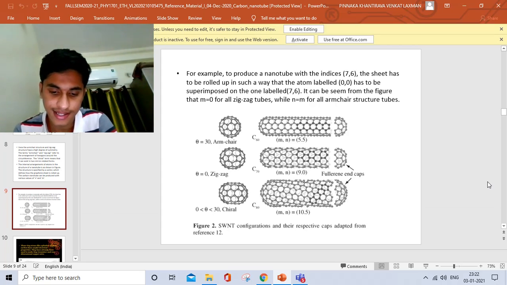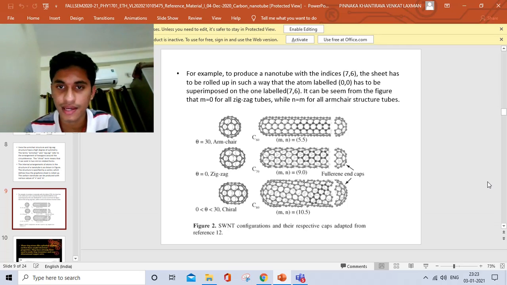The armchair structure and zigzag structure have a high degree of symmetry. The terms armchair and zigzag refer to the arrangement of hexagons around the circumference. The term chiral means that it can exist in two mirror-image related forms. The internal arrangement of atoms in the structure of a nanotube is as follows in the figure. The structure is specified by a vector which defines how the graphene sheet is rolled up. Carbon nanotubes can be produced with various values of n comma m.